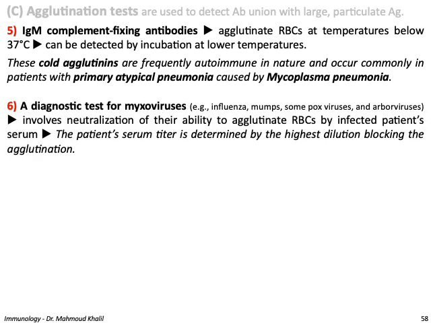Another test is a diagnostic test for a mix of viruses like influenza and mumps. These involve the neutralization of their ability to agglutinate RBCs by infected patient serum. The patient serum titer is determined by the highest dilution that blocks the agglutination.